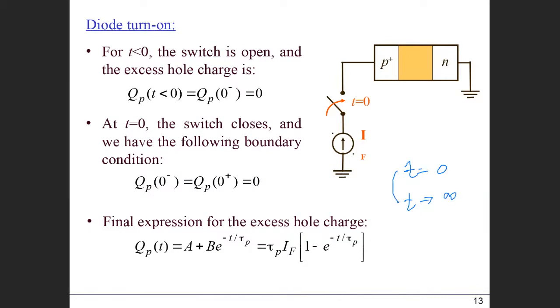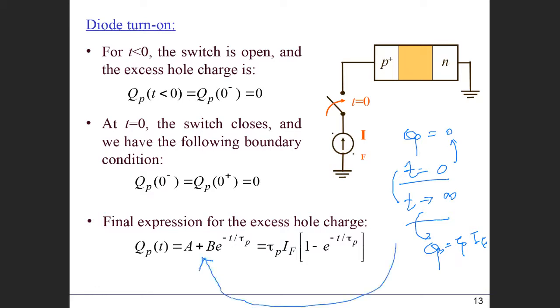Okay. For these two boundary conditions, the first one, QP, is going to be 0. And when t goes to infinite, QP is going to be tau P IF. So using these two boundary conditions, if you plug into this general solution for QP(t), then from there you can get the coefficients.